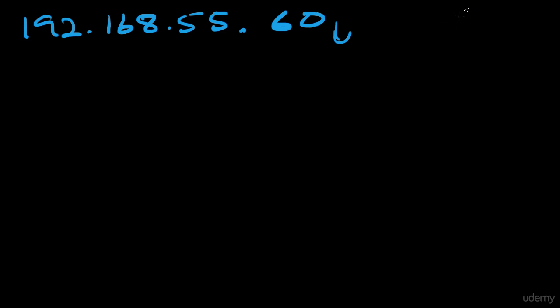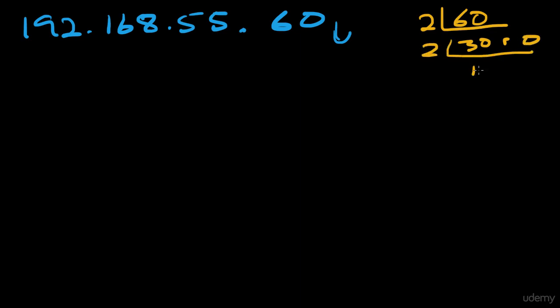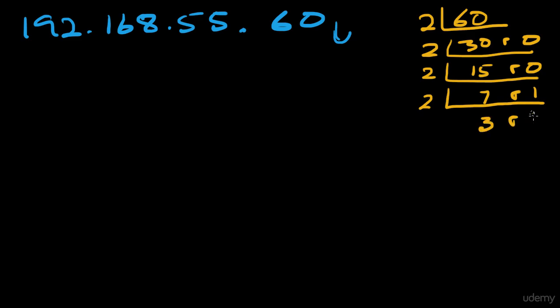I'll do the math. 60 divided by 2 repeatedly. 60 divided by 2 is 30. Remainder is 0. Half of 30 is 15. Remainder is 0. Half of 15 is 7. Remainder 1. Half of 7 is 3. Remainder 1. 2 into 3 is 1. Remainder 1. So 60 in binary is 1, 1, 1, 1, 0, 0.